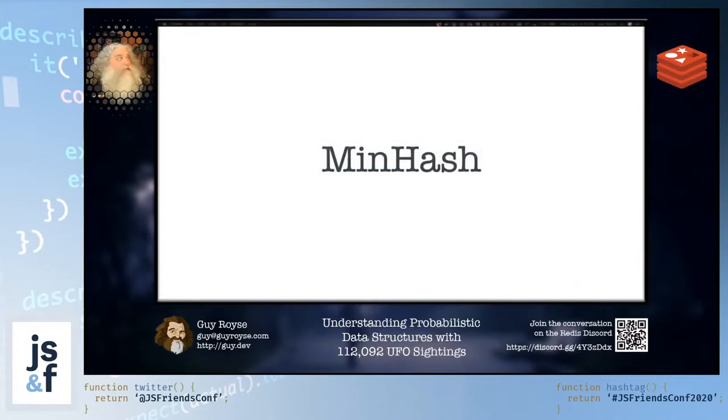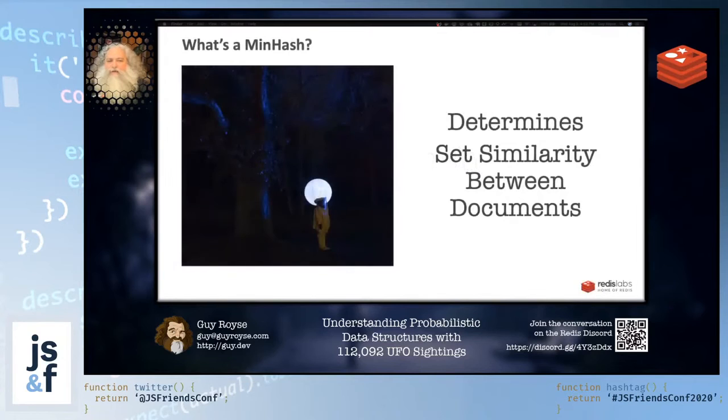So, next one, minhash. Minhash is not part of Redis, but I think it's really neat. It lets you do similarity in sets. It determines set similarity between documents specifically. So if you've got two documents, you want to see how similar they are. Say maybe to detect plagiarism, or maybe to see whether you should reindex it or not if you're a web crawler for like a search engine.